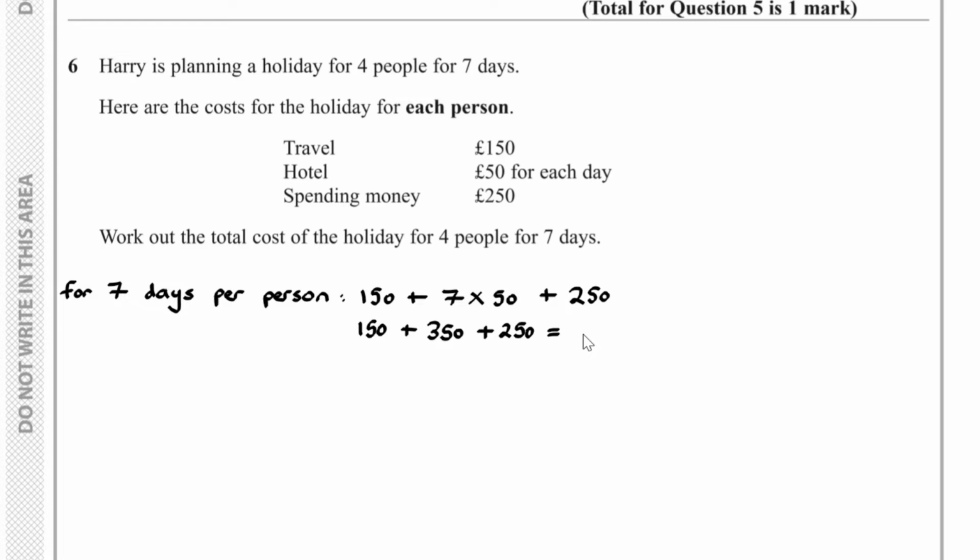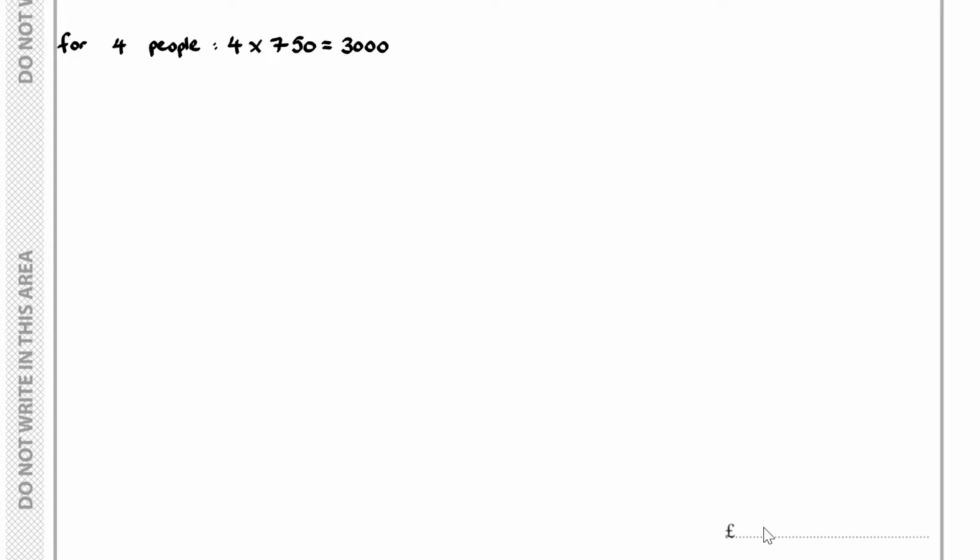It turns out each person has a cost of £750, and therefore for 4 people, 4 multiplied by 750, it turns out we get 3,000. So therefore the total cost of the holiday for 4 people for 7 days is £3,000, as shown here.